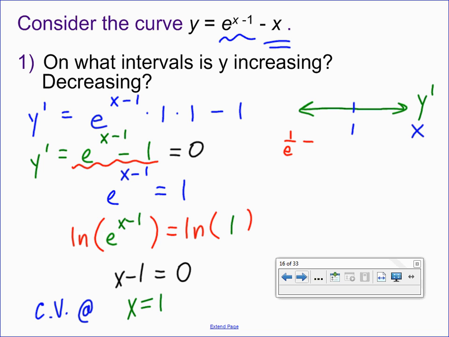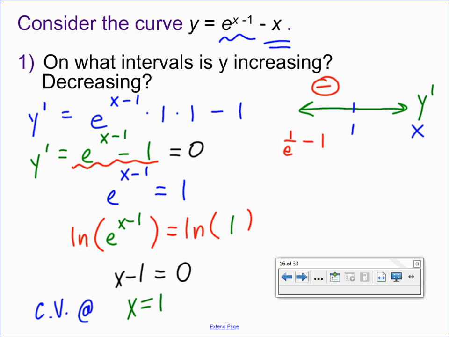Minus 1. 1 over e is about 1 over 2.7, so that's about 1/3. 1/3 minus 1. Is that overall positive or negative? 1/3 minus 1 would be in the negative range. So it looks like y prime has negative values to the left of x equals 1.